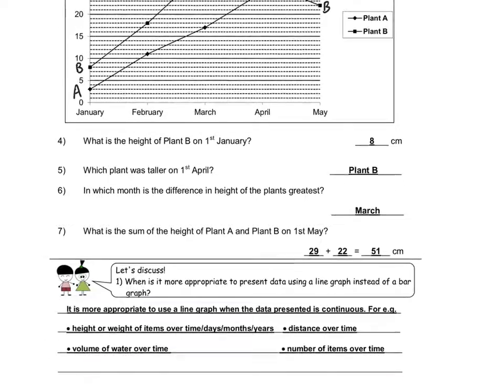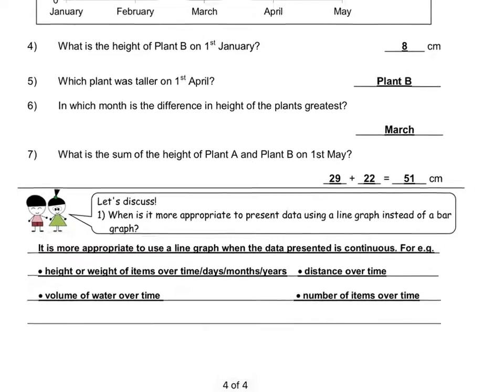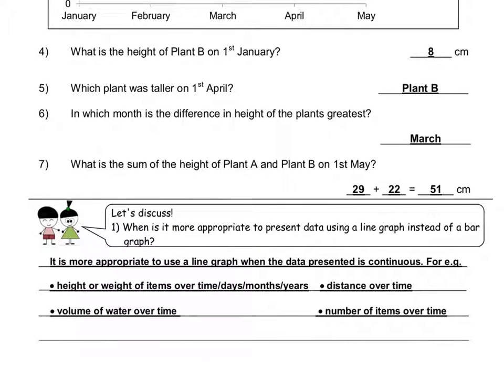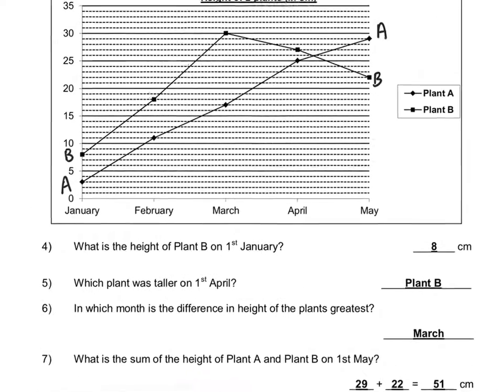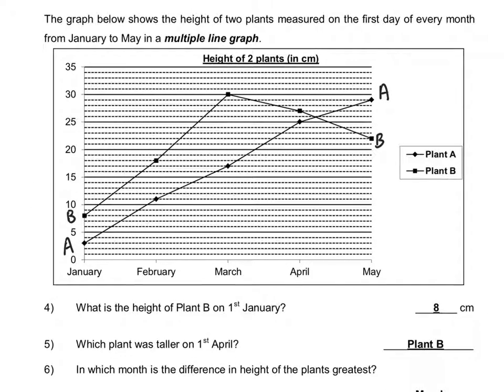Now let's talk about when it is appropriate to use a line graph instead of a bar graph. It depends on what kind of data you are collecting. Let's say an example here. If the data we are collecting is more continuous, as in, the plant doesn't just shoot up overnight, it actually grows slowly, but the data we collect is on this point and this point here.